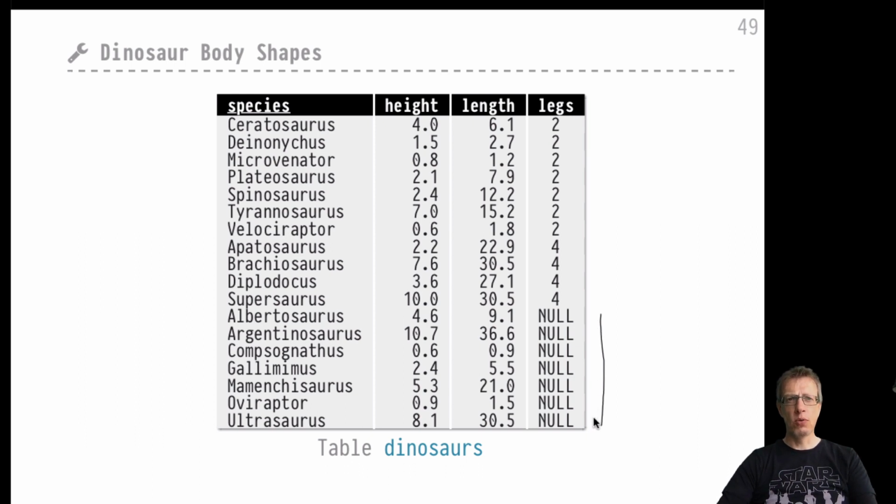Okay, so the plan is very simple. We will investigate the part of the data for which we have locomotion information, and then try to infer the typical or the average shape, the height to length ratio, for the bipedal and for the quadrupedal animals. And that's actually quite simply done in SQL, so let's do that.